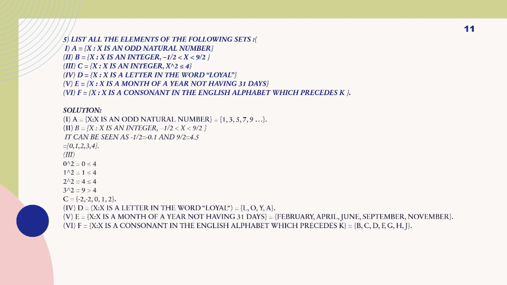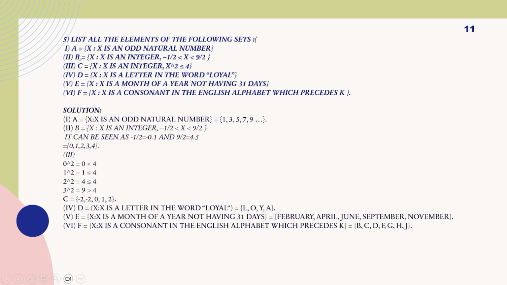Now let's move on to the fifth question of the exercise 1.1. List all the elements of the following sets. A is equal to {x : x is an odd natural number}. Natural numbers start from 1. As 1 is an odd number, we include that and we take all the odd natural numbers like 1, 3, 5, 7, 9, 11, 13, etc. They have not specified some range here, so we put dots. That means it is continuing.